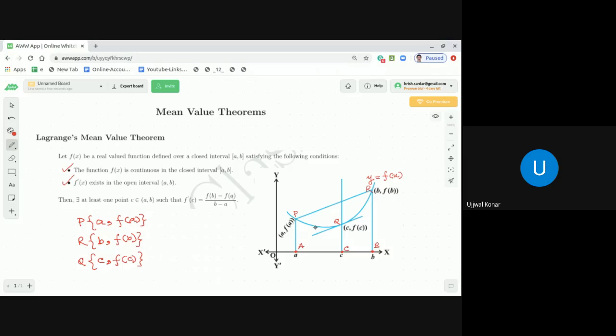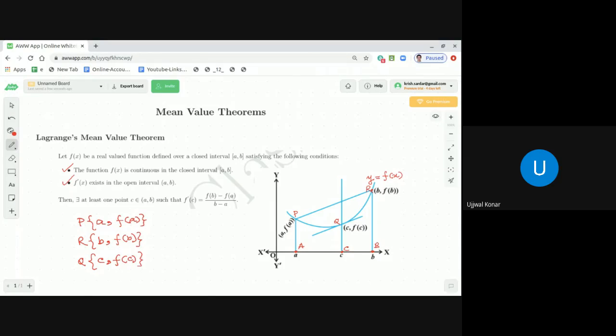Similarly, dear students, for the point R, where the curve is at the other extreme point at x equal to b, we get the coordinate of the point R as B, comma, f(B). And in a similar manner, we get the coordinate of the point Q as C, comma, f(C). Why? Because at the point Q, if we draw a perpendicular, it intersects the x-axis at the point capital C, and eventually we get the coordinate of the point Q as C, comma, f(C).